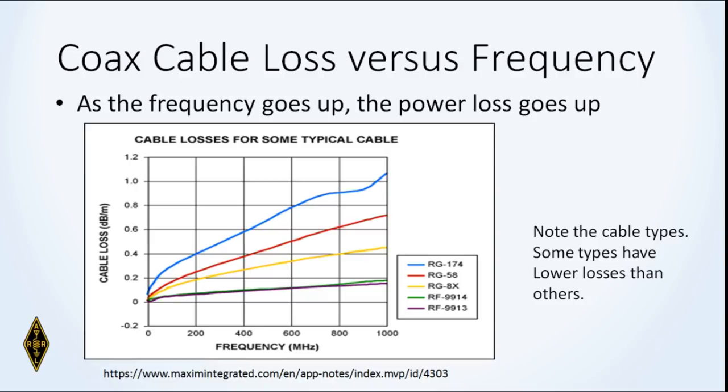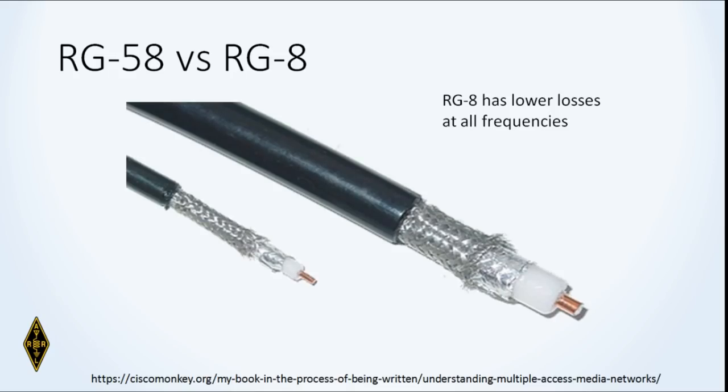In any cable, as the frequency goes up, the loss will increase. Some cable types have different losses compared to other cable types. But for any cable, the higher the frequency, the greater the loss. Here's RG58 coaxial cable, the little small stuff there on the bottom, and RG8. They're both 50 ohm cables. They're both used in amateur radio. But the RG8 has lower losses at all frequencies as compared to the RG58.